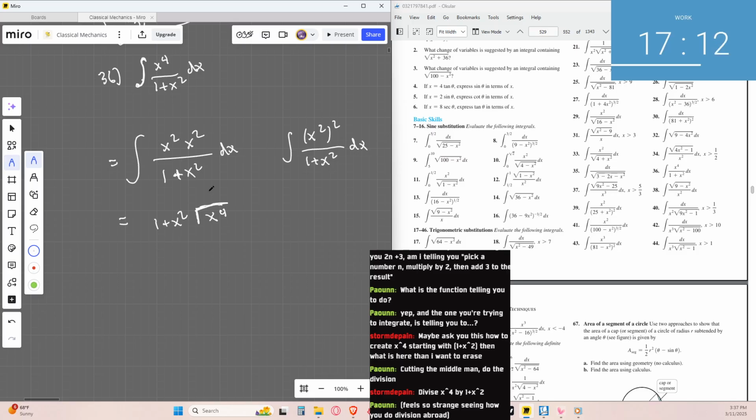Problem is that, well, actually I can rewrite this. Then that will result in this. So these cross out, but then this is left over.